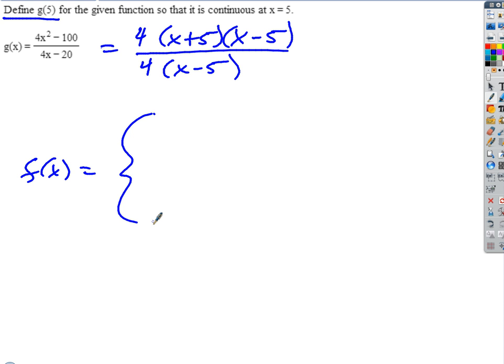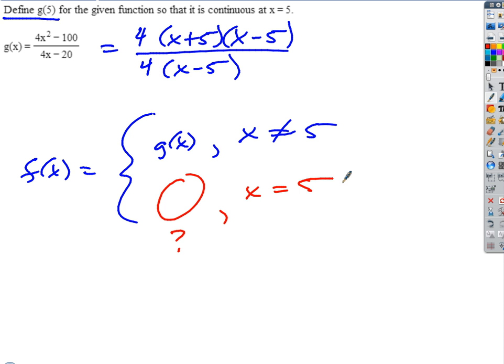It equals g of x, right? Whenever x is not equal to 5, because g of x is undefined there. And then we need to know what it's going to be when x equals 5. And that's our job. That's what we mean by define the function, right? What are we going to fill in to make this continuous?